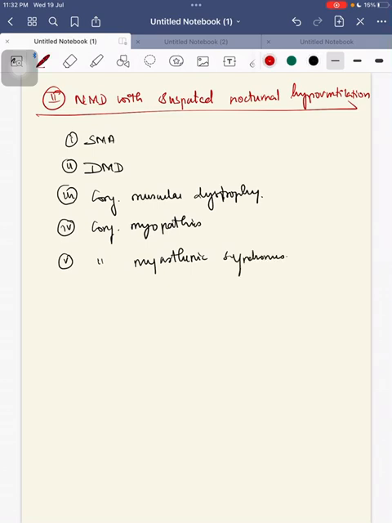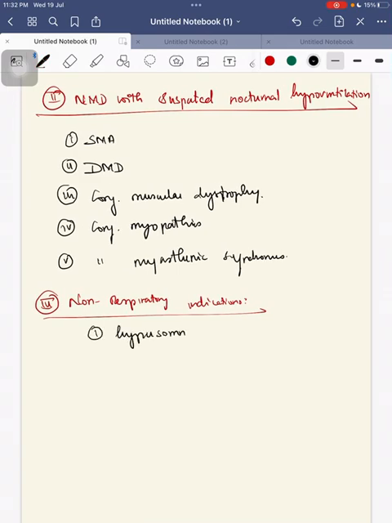Okay, next non-respiratory indications. Third, we have the subtitle as non-respiratory indications. So these non-respiratory indications include children with hypersomnolence. Second, restless leg syndrome. Third, insomnias. Okay, so these are the indications of this diagnostic sleep study.